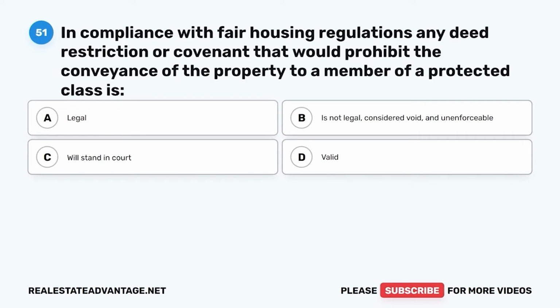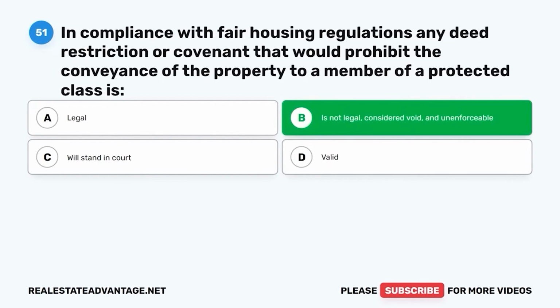Question 51. In compliance with fair housing regulations, any deed restriction or covenant that would prohibit the conveyance of the property to a member of a protected class is A. Legal. B. Is not legal, considered void, and unenforceable. C. Will stand in court. D. Valid. The correct answer is B.